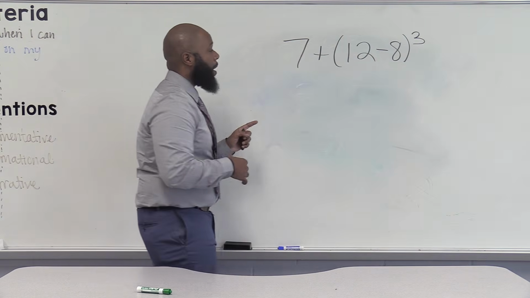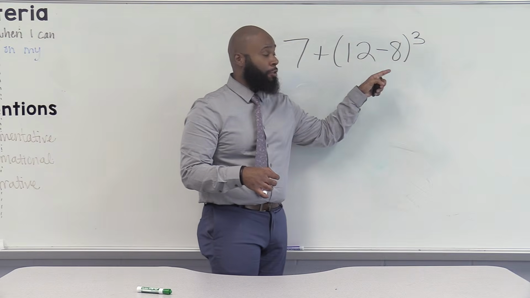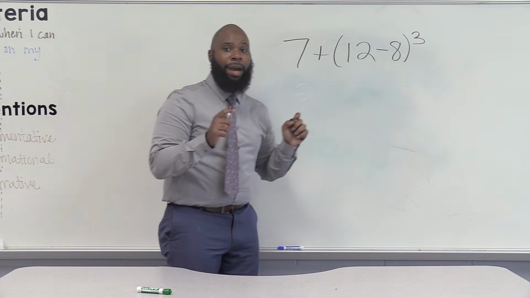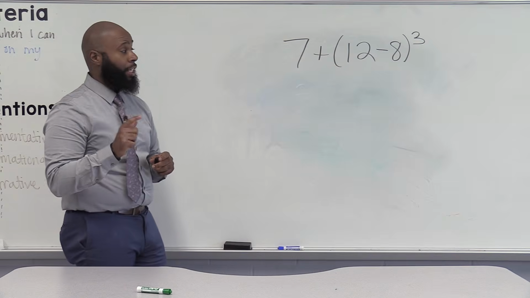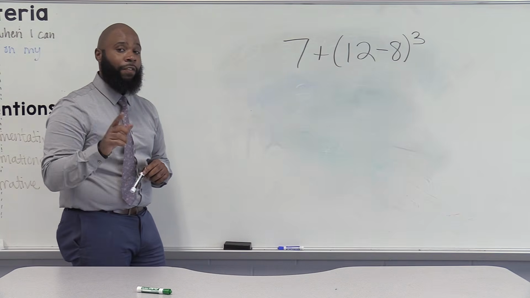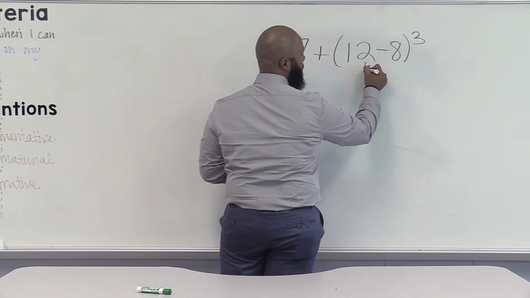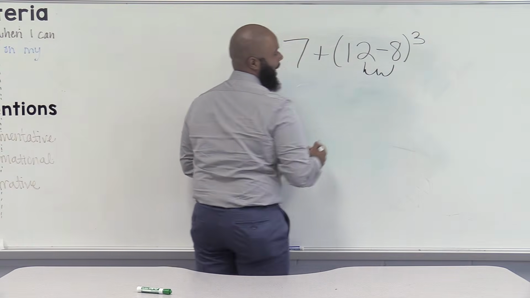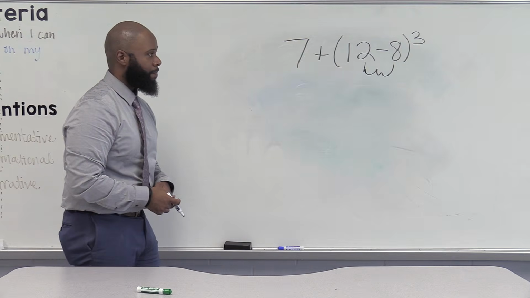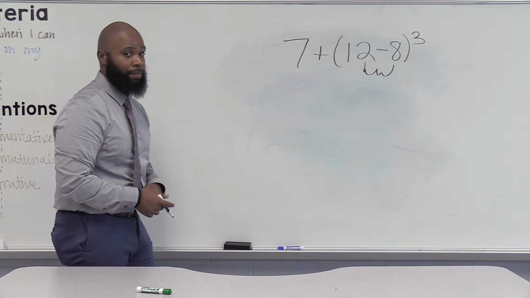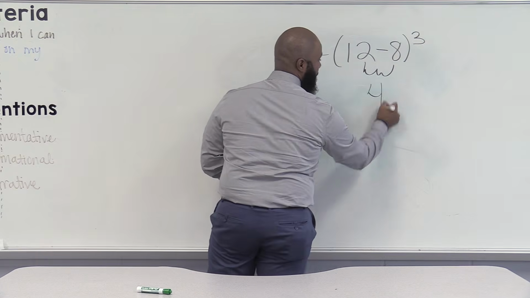So, looking at this problem again, 7 plus, open parentheses, 12 minus 8, close parentheses, cubed. What am I going to do first? So first thing we should do, or first thing you should have done when you solved it, is solve inside of your parentheses first. So I know I'm going to solve 12 minus 8. What is 12 minus 8? Hopefully you said 4.